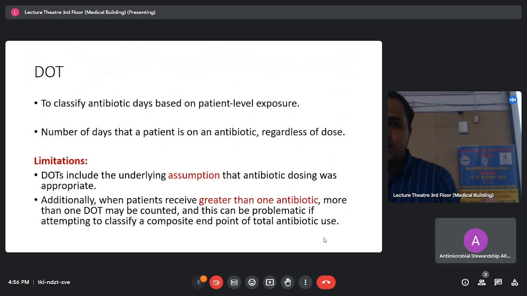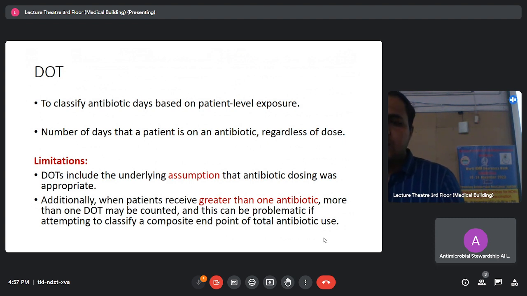DOT, again, is the number of days for which the patient is given an antibiotic regardless of the dose. That is the days of therapy. Again, the obvious limitation is we are not considering the dose, we are just considering the duration of therapy, how long it is given. That makes it a slightly less preferred option than DDD. But again, there is a recommendation that at least 2 metrics, there is a long list, but at least 2 metrics should be specified to interpret or comment upon the outcome. So those two are DDD and DOT.